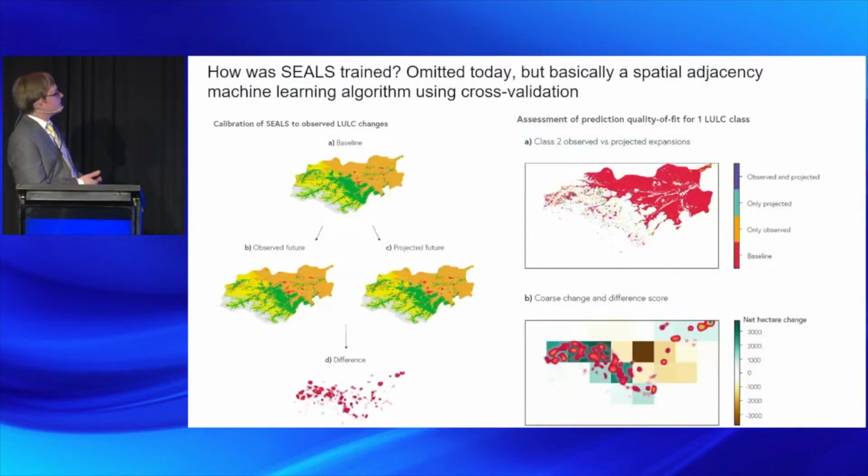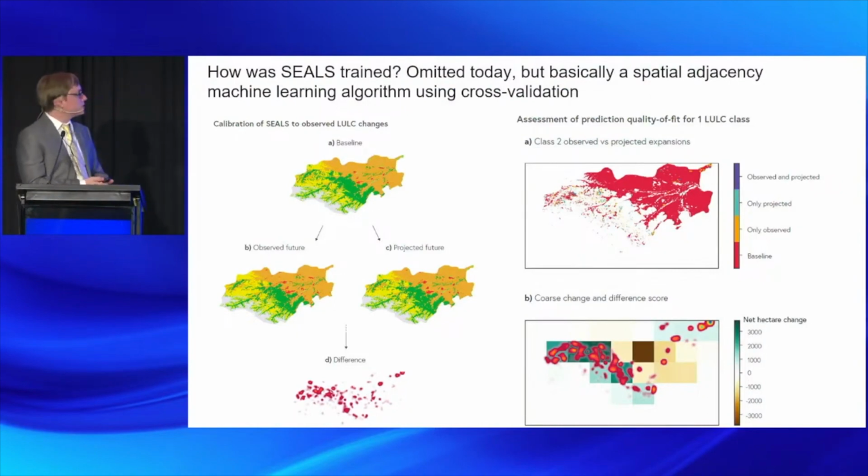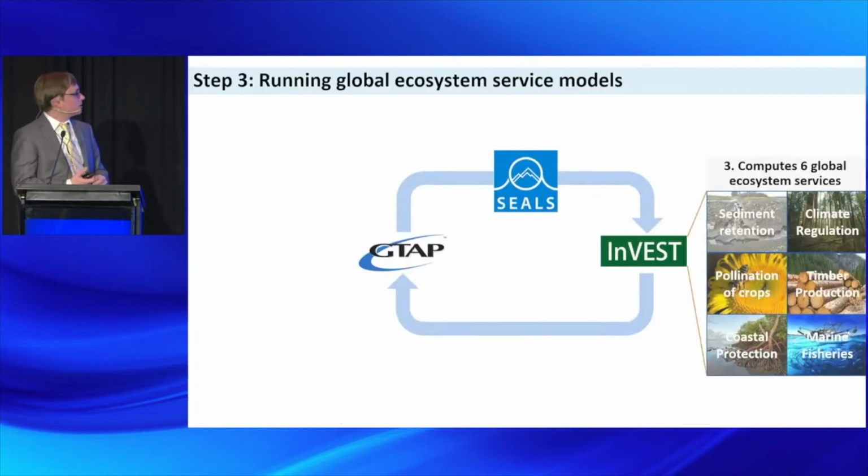I'll skip the details of this, but basically we trained a spatial adjacency machine learning algorithm with some cross-validation approaches to come up with an algorithm that takes as an input the amount of land use change at the AEZ level and outputs our land use change maps.